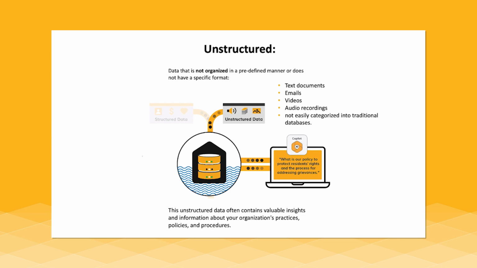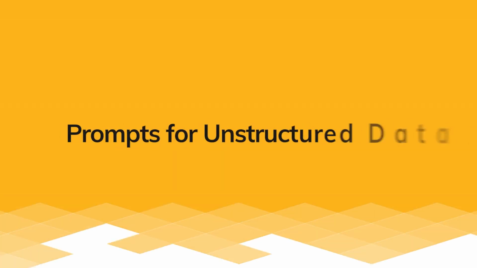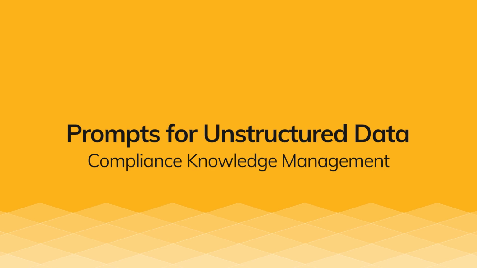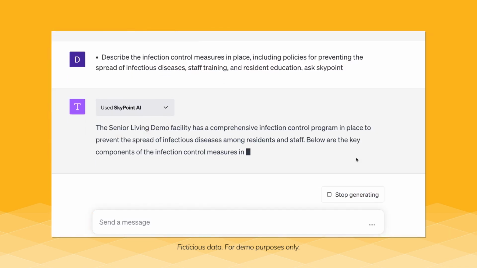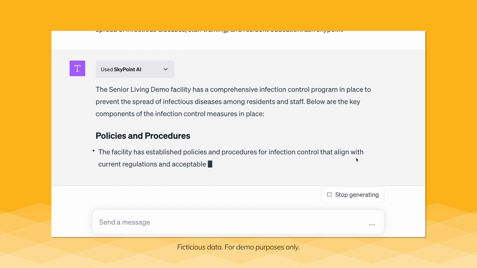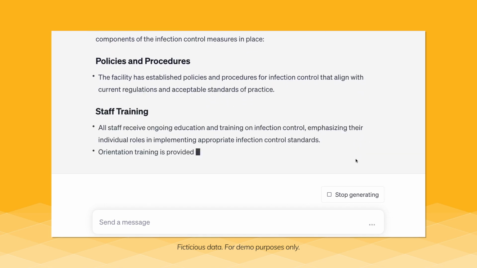Let's take a look at some generative AI prompt examples, ranging from policies and procedures to clinical, operational, and even resident data. So the first category is unstructured data. Explain how our facility ensures compliance with state regulations. Right now, Skypoint is accessing the secure database with the query that we presented.